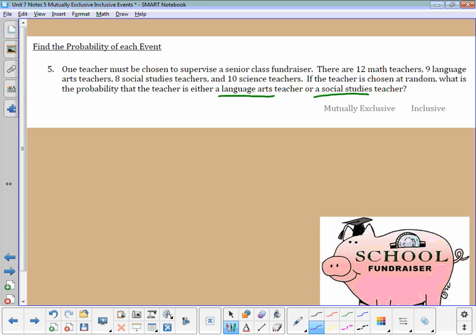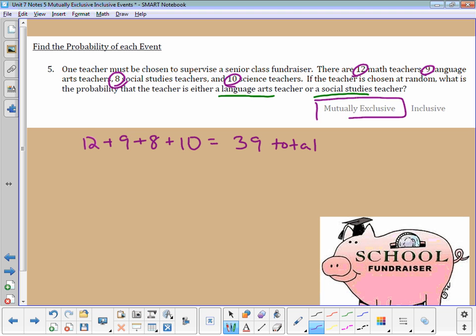So the first thing I need to know is how many total teachers? 12, 9, 8, and 10. When I add up the total number of teachers, I have 39. Now, if I'm picking one and I want to find out whether it's going to be language arts or social studies, assuming that teachers only teach one subject, which most of them do, these are going to be mutually exclusive events, because if a teacher teaches language arts, then they do not teach social studies, typically speaking. So in this case, I'm thinking mutually exclusive, and I need to find the probability of them both added together.